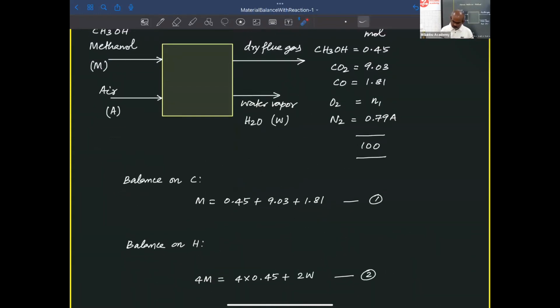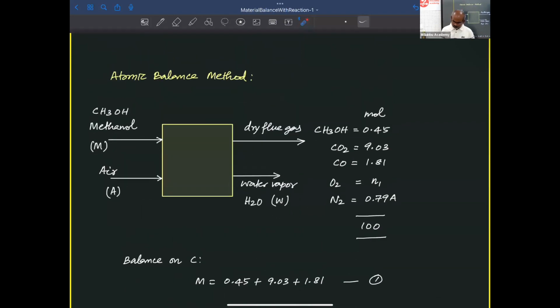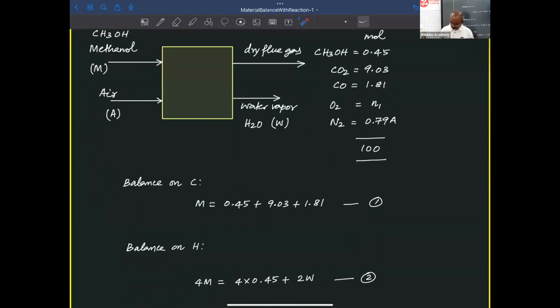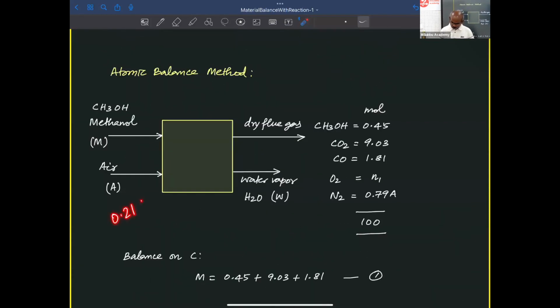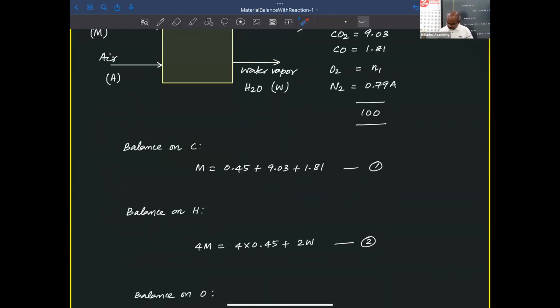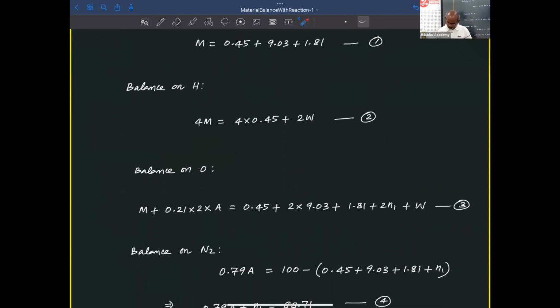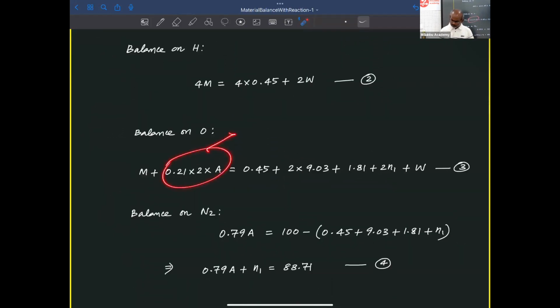O is entering in this methanol as well as in air. One methanol has one O, so simply M. And in the air we have 0.21 into A as O2, but we are writing for O, so multiply by 2. So we have 0.21 into A into 2. This is the atomic oxygen entering as air. So there is O of methanol and O of air, and they are written here like that.